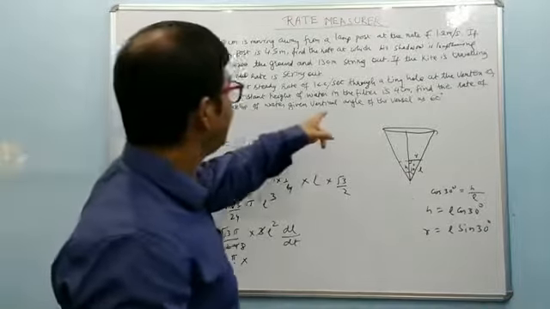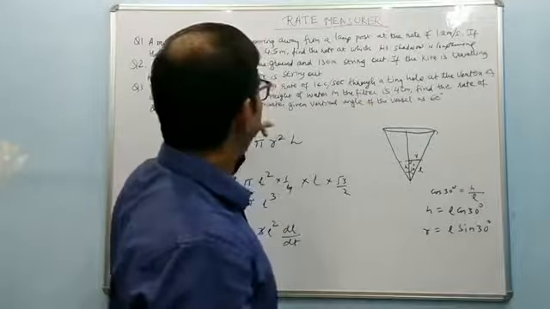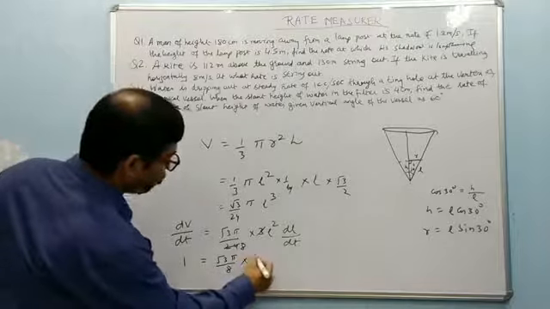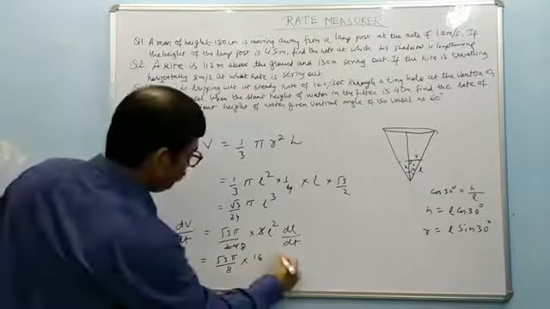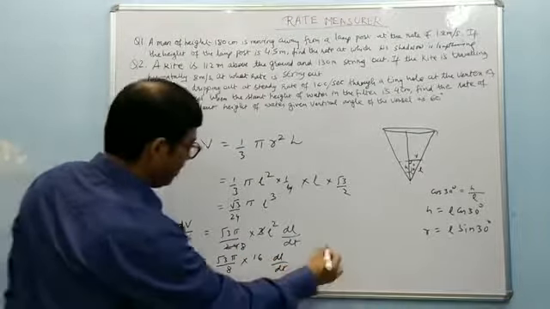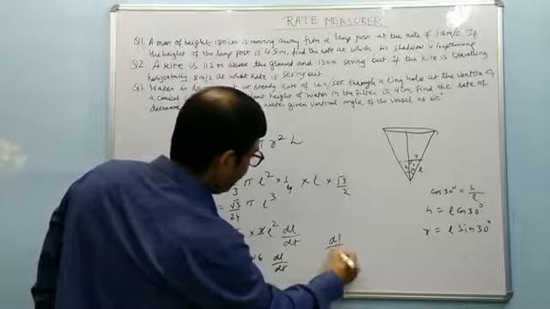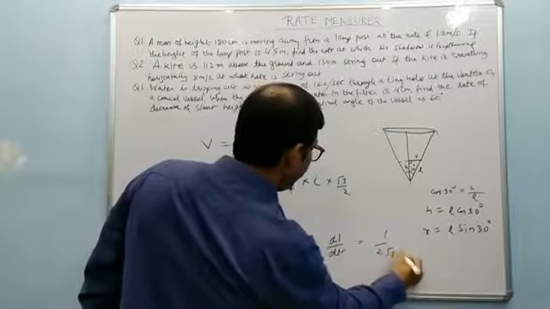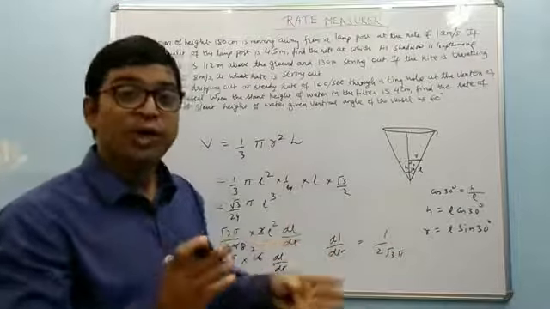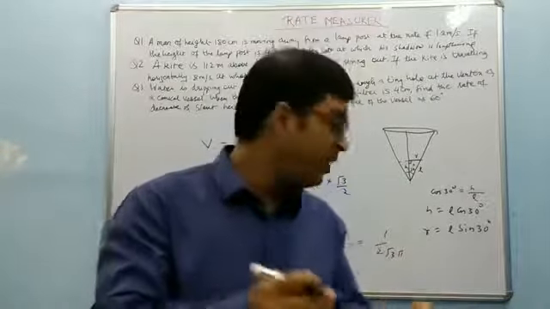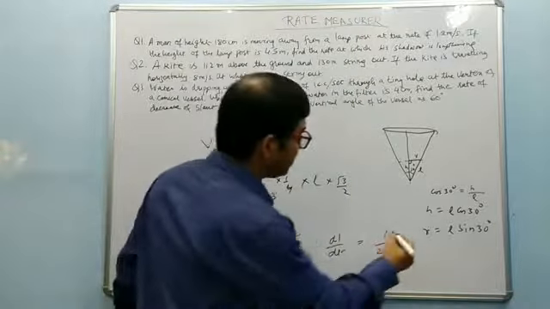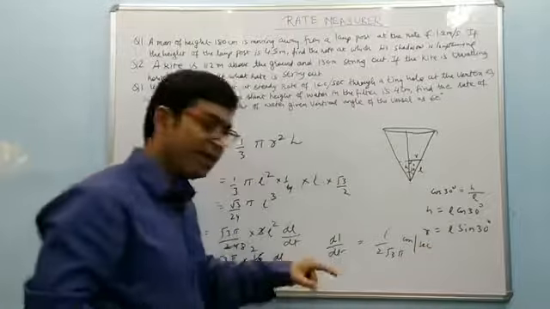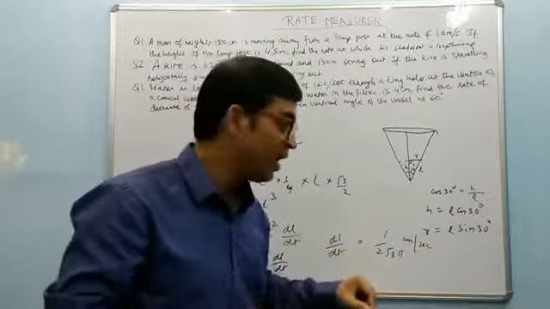The L at that particular moment is given: when the slant height of the water in the filter is 4. So it is 4 squared, that is 16, into dL by dt. So dL by dt is coming out to be 1 by 2 root 3 pi. L is length, so centimeter per second. Just don't forget to write the unit, centimeter per second. So you will get the rate of change of the slant height.